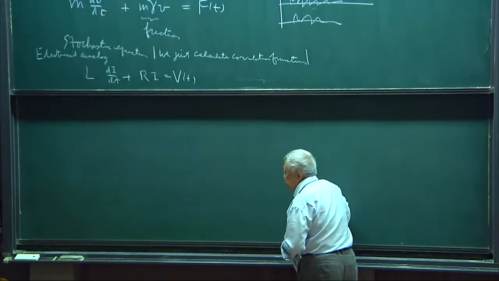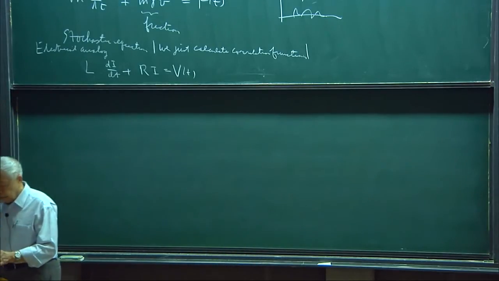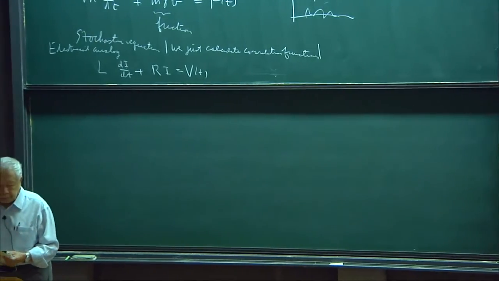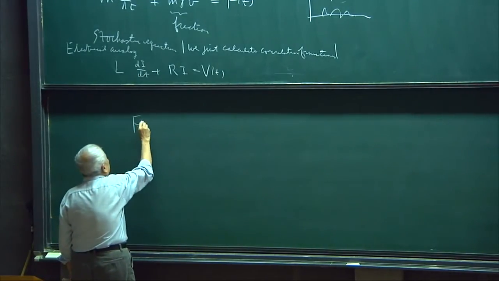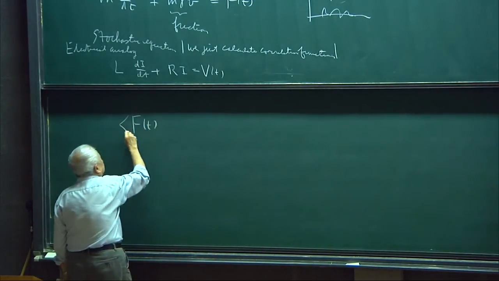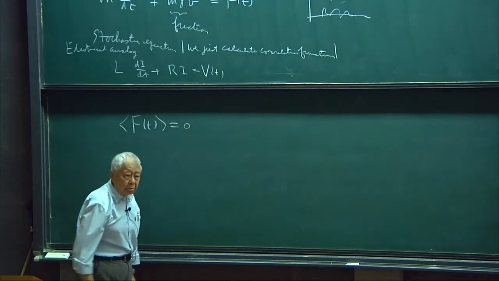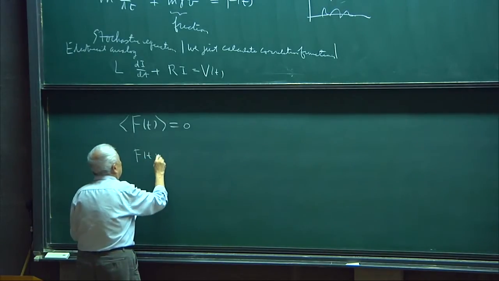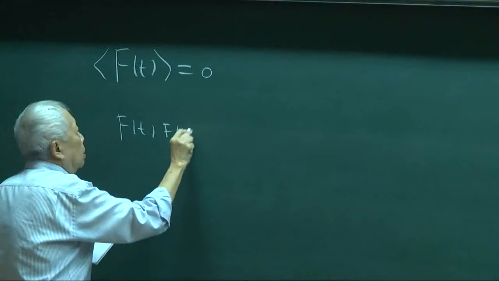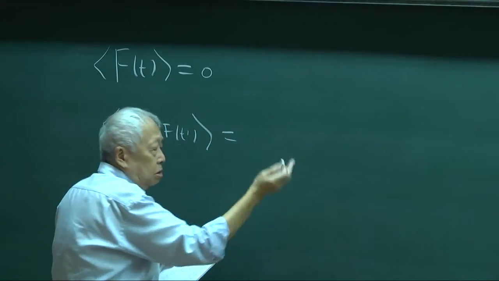Now, how do you describe this ensemble? The ensemble is described by the correlation function between F's. F is defined only by the fact that the average of F over the ensemble is equal to 0. If you take the average over the ensemble, it's 0. But the correlation is not 0. F of t and t prime, averaged over the ensemble, is equal to this.